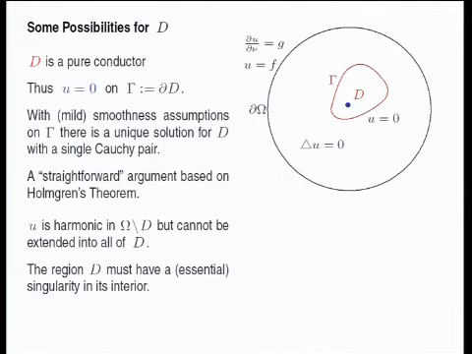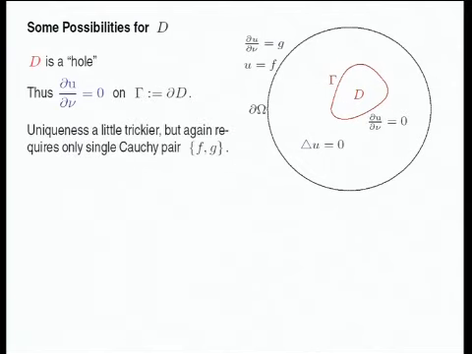A so-called straightforward Holmgren example, which I'll show you later on actually how it works, says that you can actually recover the shape of D. Now U is harmonic all the way here, but it's not harmonic inside D. Well, it is for a small way in, and then there's an essential singularity somewhere and the solution blows up. Okay? So D must have an essential singularity in its interior, and that's an important point.